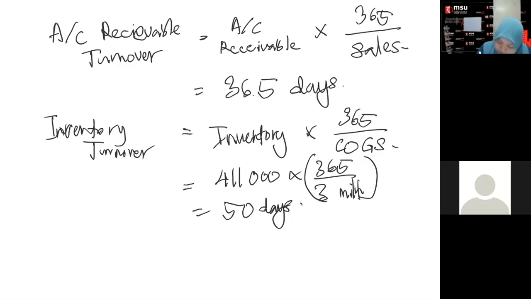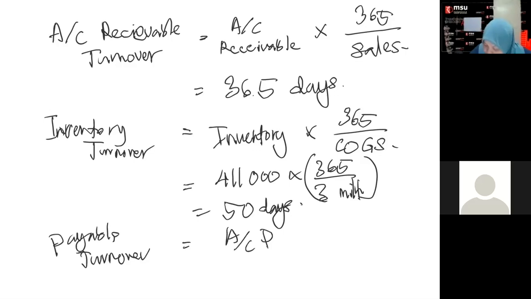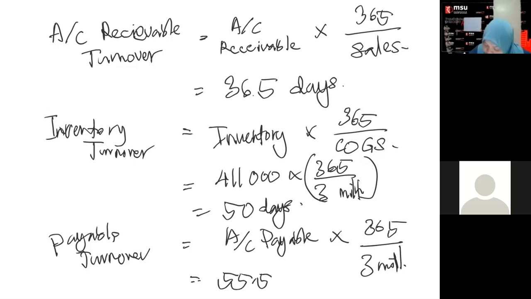Next, you need to calculate payable turnover, or in another word, we call it the average payment period. It is accounts payable times 365 divided by 3 million. And then you will get the answer of 55.5 days.